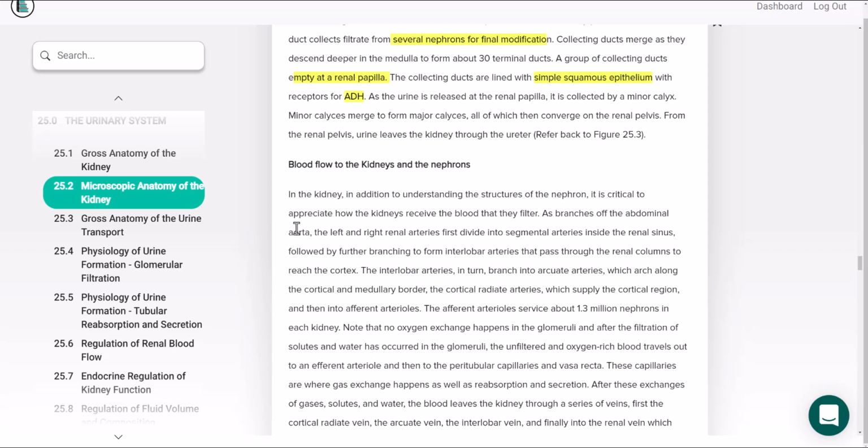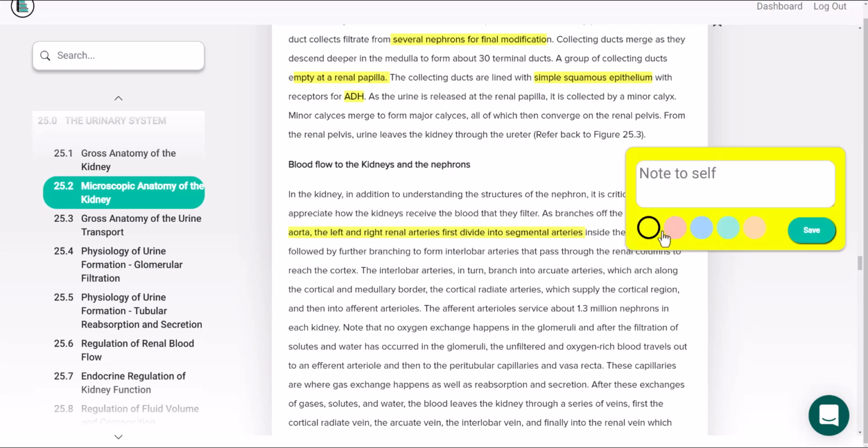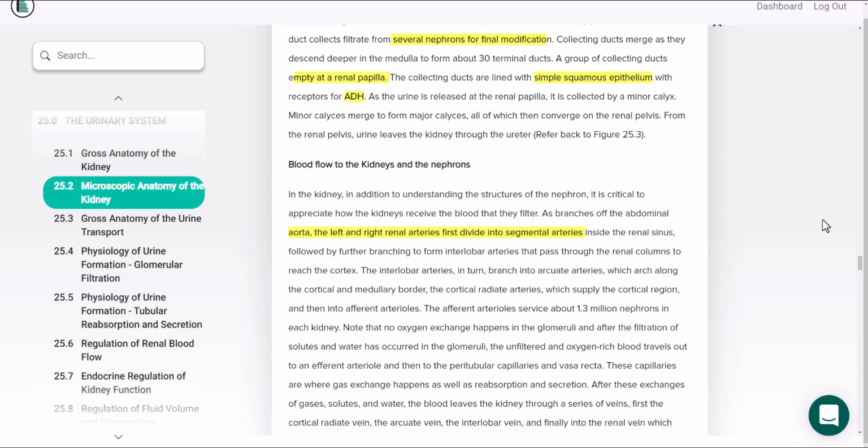Coming off the abdominal aorta, there are the left and right renal arteries. They are then going to go into the kidneys at the hilum and branch into segmental arteries. We'll see this in a moment in a picture. Once you're inside the kidney, there are additional arteries.